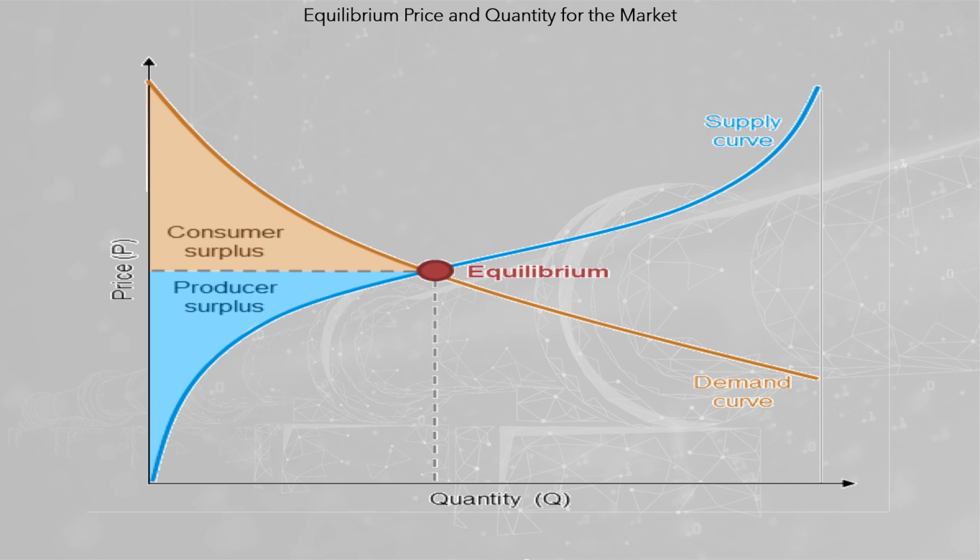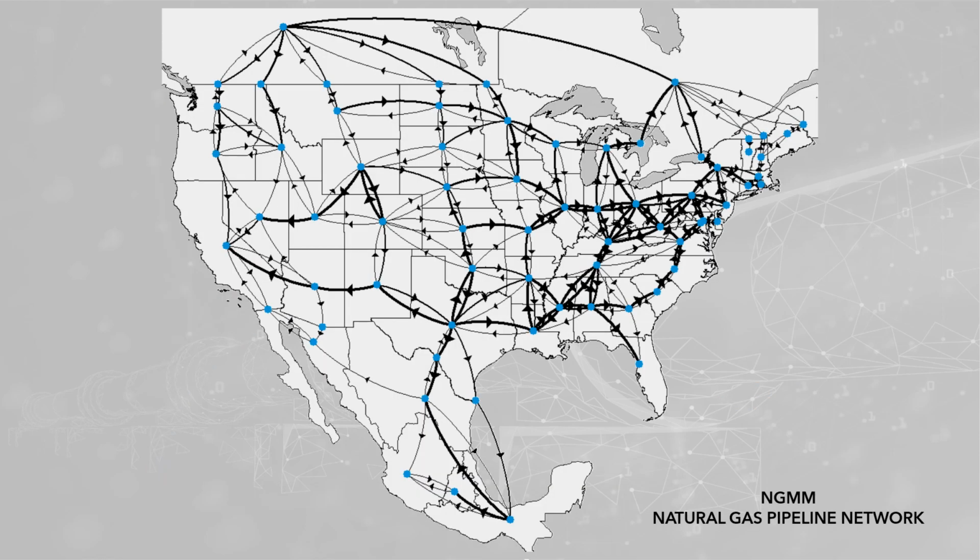Therefore, by maximizing this combined surplus, and subtracting transportation costs and subject to balance and capacity constraints, the model arrives at an equilibrium price for the market. The image presents the NGMM natural gas pipeline network.